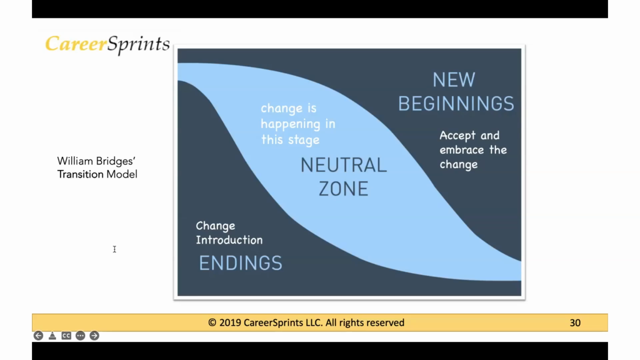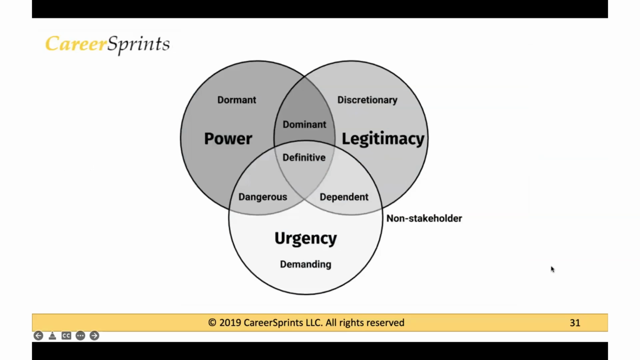Once you have been in the neutral zone for a while, maybe a couple of years or a couple of months, then you will accept and embrace the change. Now, how quickly you accept and embrace the change depends on the size and the magnitude of the change. So this is the transition model, because you're transitioning from one phase to another phase.